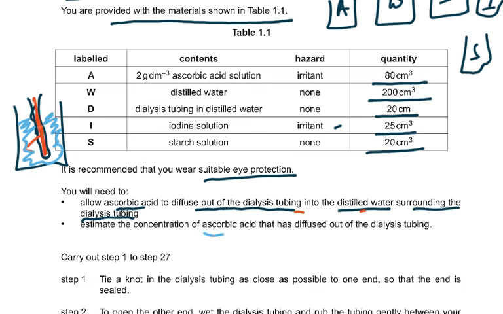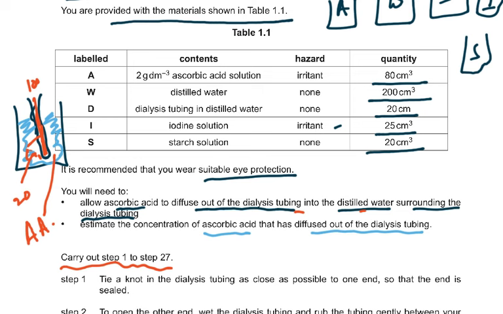Estimate the concentration of ascorbic acid that has diffused out of the dialysis tubing. So I want to find out how much ascorbic acid there is. Say the ascorbic acid was 100 and now inside here it is 20. That means 20 has diffused out of the 100. So we want to find out how much ascorbic acid is there in this water which is surrounding the dialysis tubing. Now you carry out steps 1 to 27.